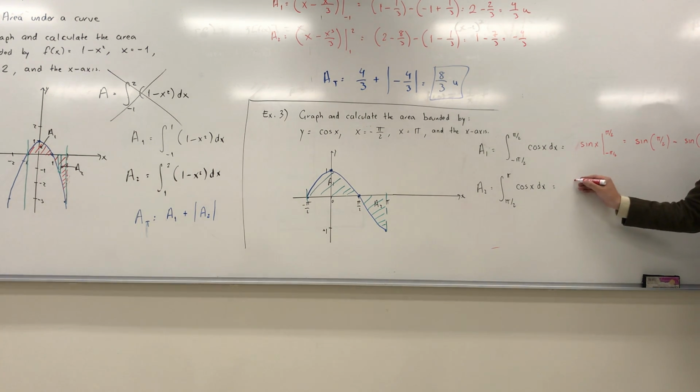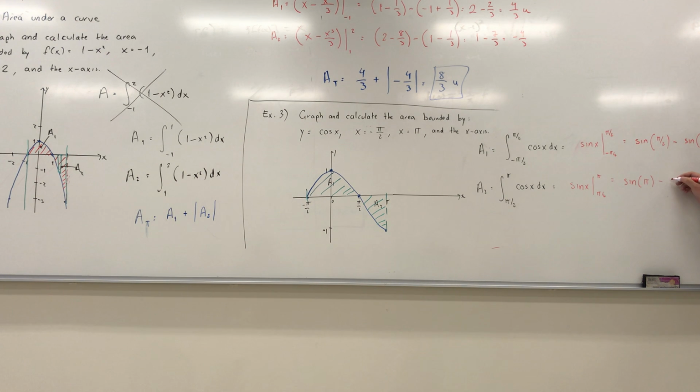Okay? The other one, sine of x from pi over 2 to pi. So it's again sine of pi minus sine of pi over 2. Sine of pi is what? 0 minus 1 equal to minus 1. But I don't want that, so it's going to be total area 2 plus 1 equal to 3. Okay?